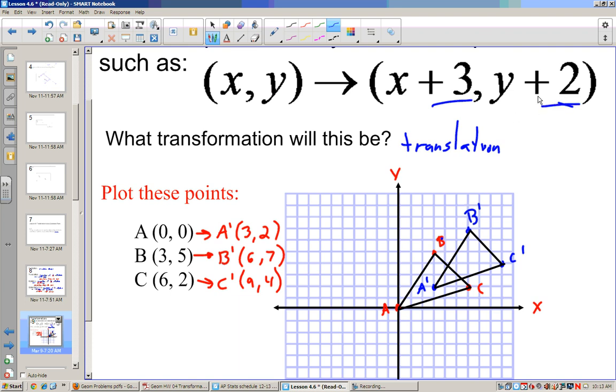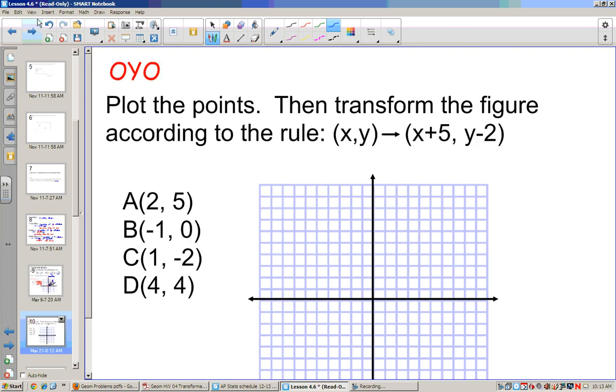Now if I wanted to move down, I would just have to say y minus 2 or y minus whatever value you want to move it down. If I want to move it to the left, I just have to say x minus whatever value, and that would shift it to the left. Now on your own, plot these points, use this rule, and see if you get a translation that's 5 to the right and 2 down. Pause the video and see if you can do that on your own.